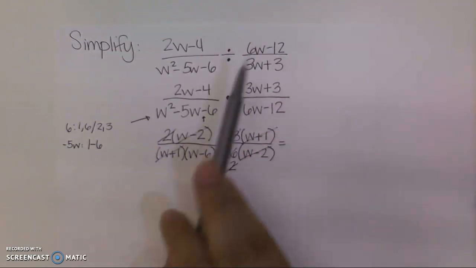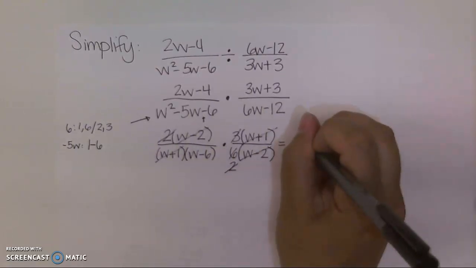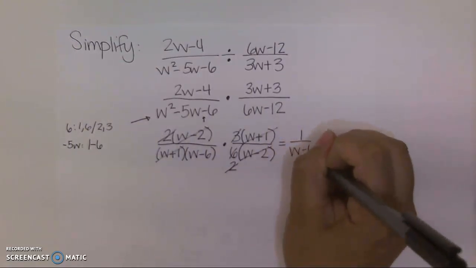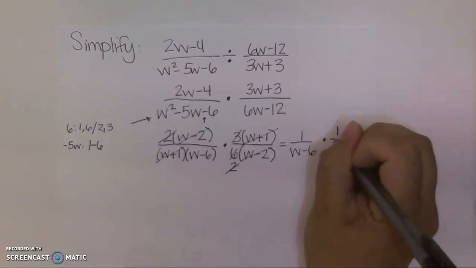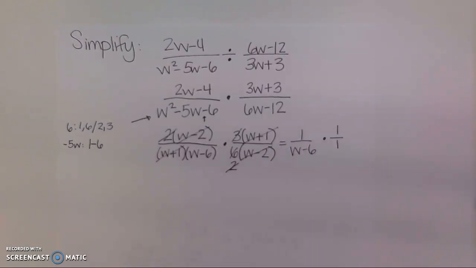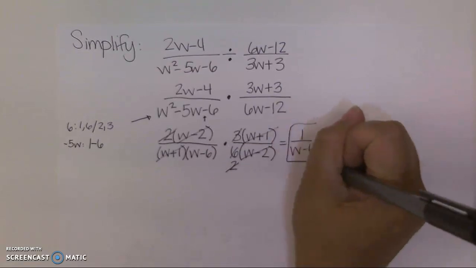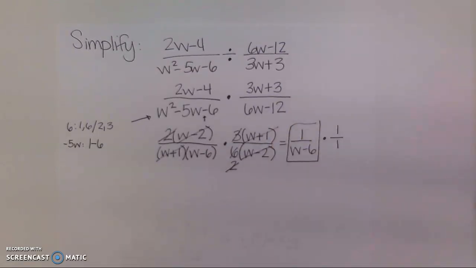So almost everything has canceled. We have left 1 over w minus 6 times 1 over 1. So my answer is 1 over w minus 6.